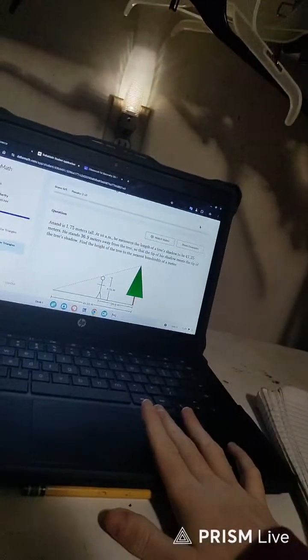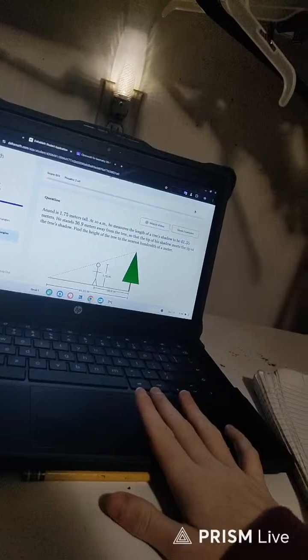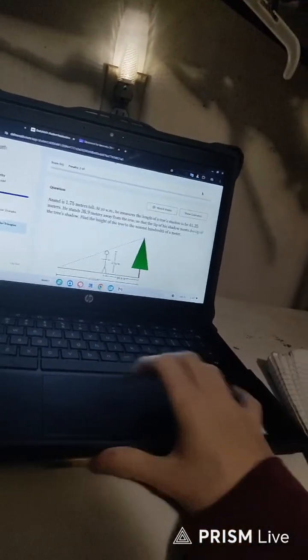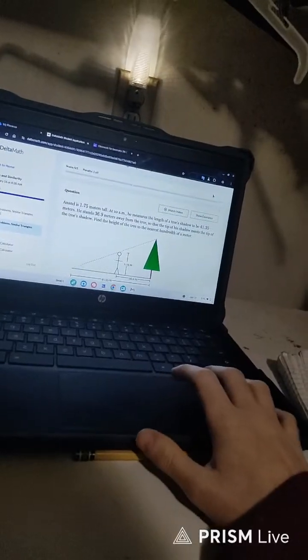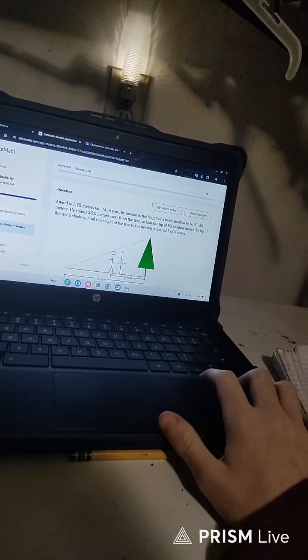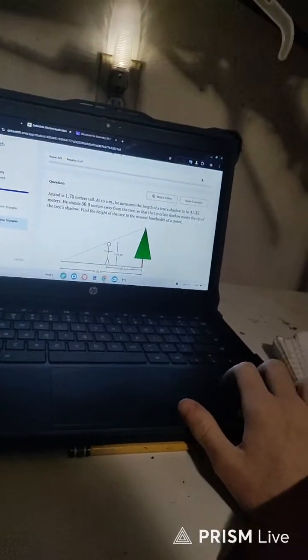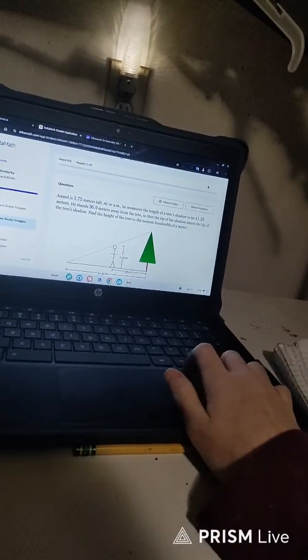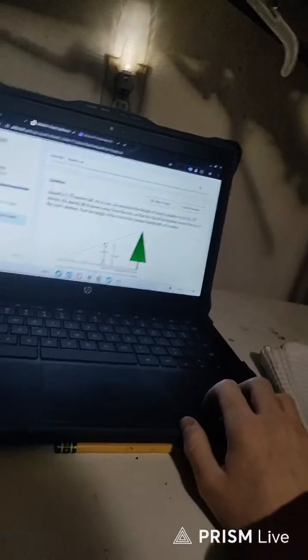Alright, the diagram is not to scale. Anand is 1.75 meters tall. At 10 a.m., he measures the length of a tree shadow to be 41.35 meters. He stands 36.9 meters away from the tree, so that the tip of the shadow meets the tip of the tree shadow. Find the height of the tree to the nearest hundredth of a meter. How do I do this?